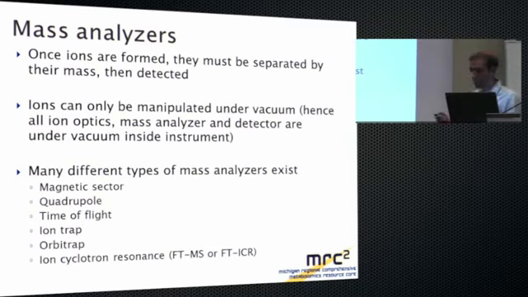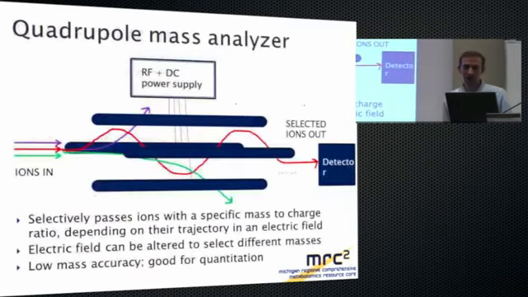So basically, they're all solving the same problem. They just go about it different ways. One that you may run into is a quadrupole. Your ions come in, and the quadrupole acts like a mass filter. It allows you to pass a particular mass to charge ratio at a time by altering its trajectory in an electric field. And then you can scan the electrical potentials that you're applying to these 4 poles to allow different masses to pass at different times.